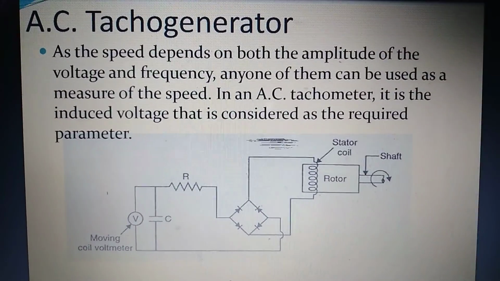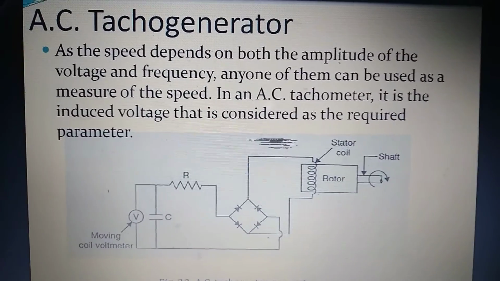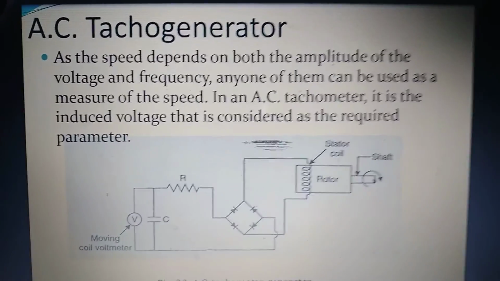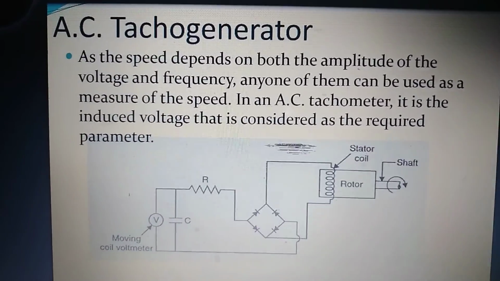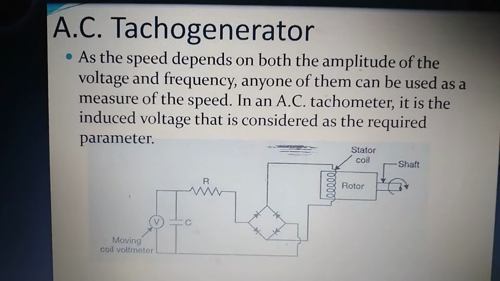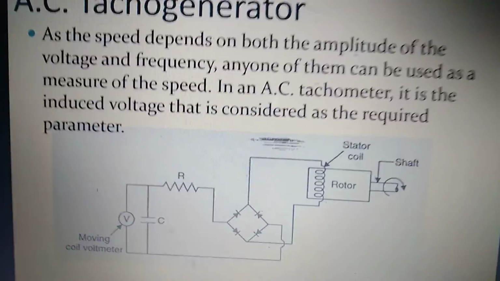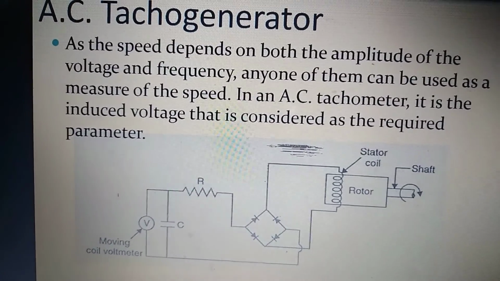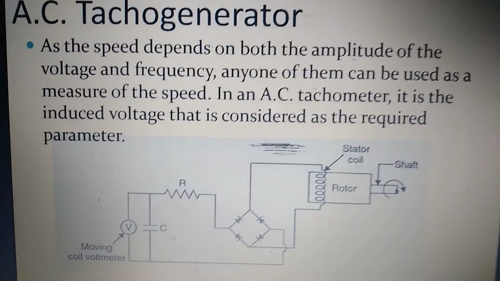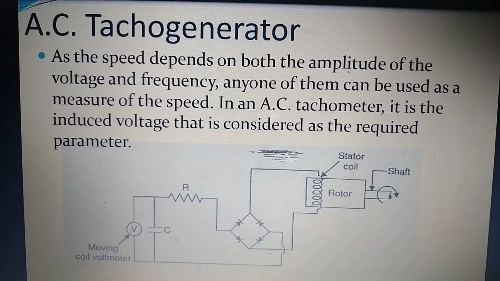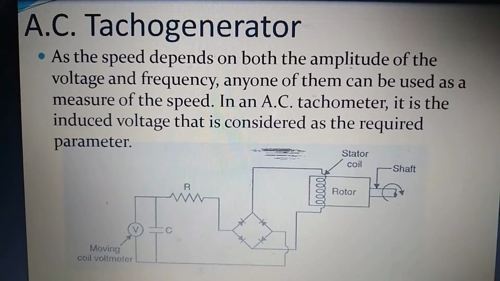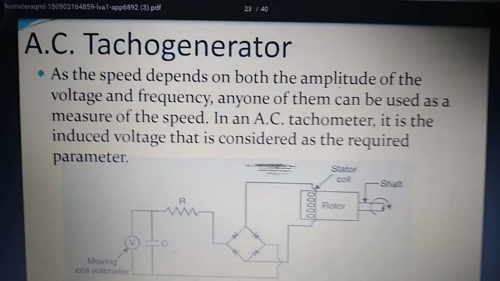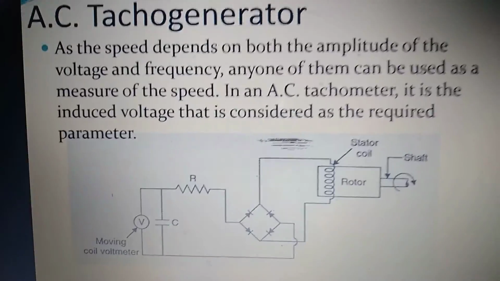So it is an important transducer that converts rotational speed, like mechanical energy, into electrical energy. So conversion of non-electrical energy, like rotational speed, into electrical energy. This is one of the important transducers converting rotational speeds, like mechanical energy, into electrical energy.